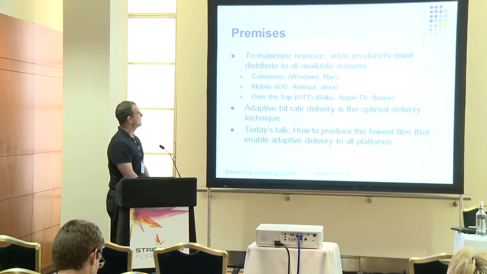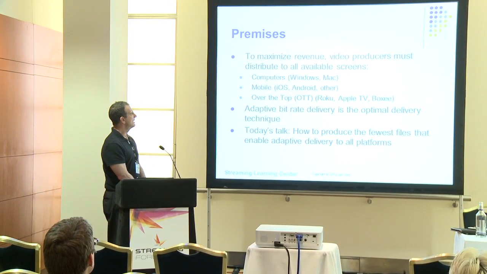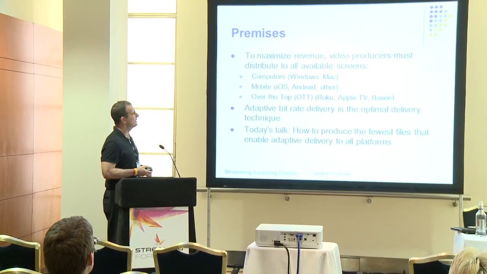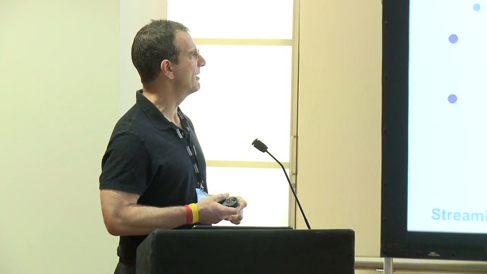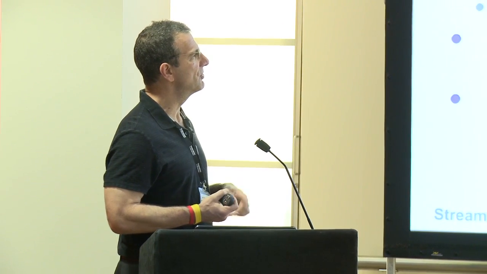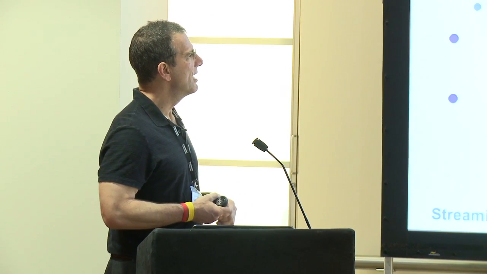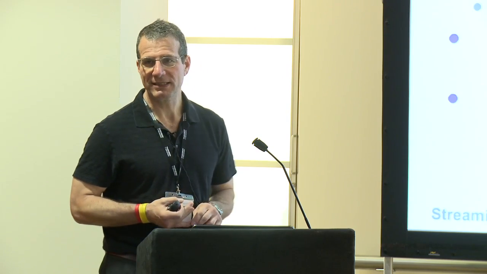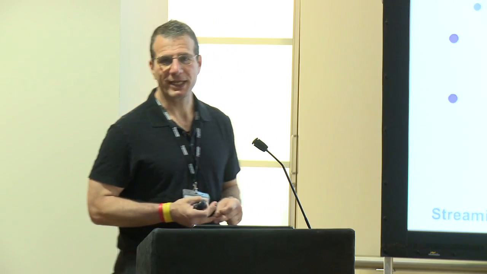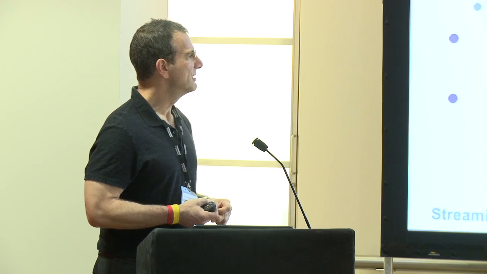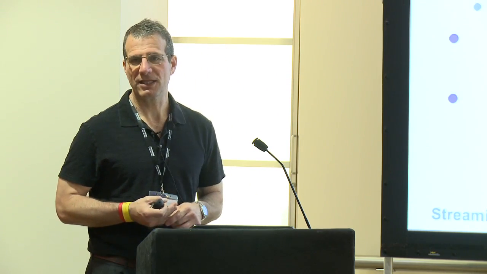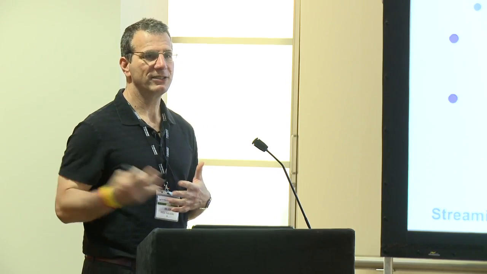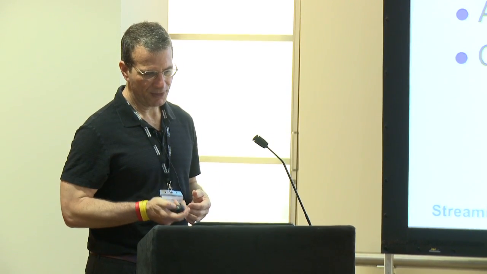So the premise of the talk is producers need to distribute to all available streams to maximize the reach or the profitability of their video: computers, mobile, and OTT. Most producers at this point are at least thinking about adaptive delivery if they're not already delivering adaptively. So basically what I'm going to try and cover today is how to produce the fewest number of files that allow you to deliver adaptively to those three general platforms.